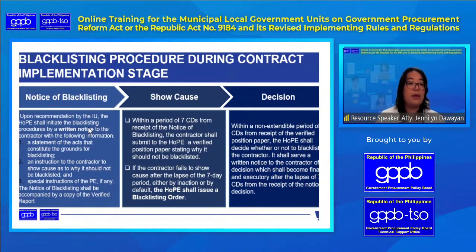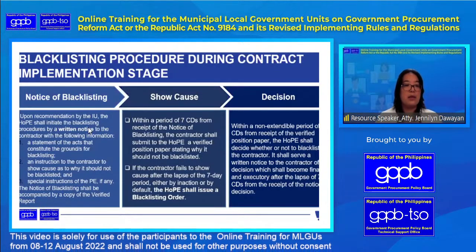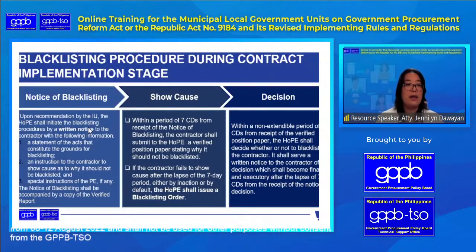And by written notice, nakalagay dito, ano po yung acts na yan? Ano ba yung grounds? Mag-explain ka, contractor, bakit hindi ka mabablacklist, at kung sakali ang cost ng blacklisting ay ganito, hindi ka pwedeng makasali sa ano ng gobyerno, di ba? Yung mga ganyan. And shall be accompanied by the verified report.